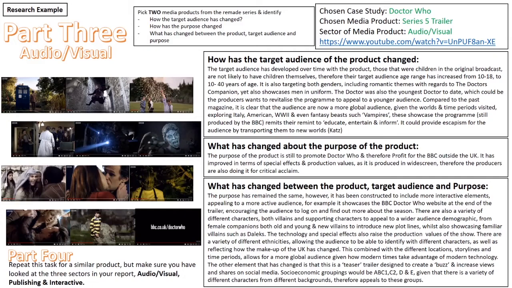And then again, it's a teaser trailer, so it's not something that is telling the audience it's going to be aired at 8 o'clock on Sunday. It is a sort of pre-release, as looking back at that campaign before, and it's designed to create a buzz and increase views and shares on social media, right? So again, still trying to appeal to that same demographic in terms of socioeconomic groupings: A, B, C1, C2, D and E, right? So you can change and develop that target audience through time.